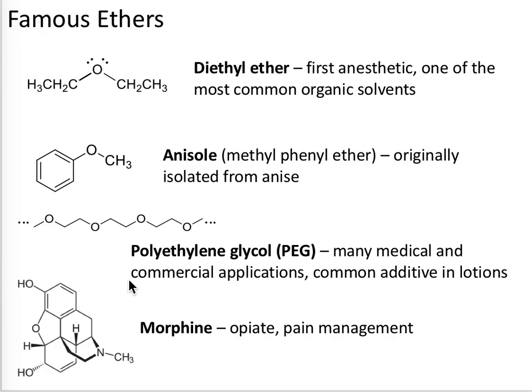Morphine is another example of a famous ether, and a lot of you have probably heard of morphine. Morphine has very potent analgesic properties. Analgesic is just a fancy word for painkiller. Morphine is commonly used with high pain patients, such as cancer patients, patients with severe injuries, and it's a really good pain reliever, but it's also rather addictive. It's an example of an opiate painkiller, and thus it has some ethical concerns in its clinical use.